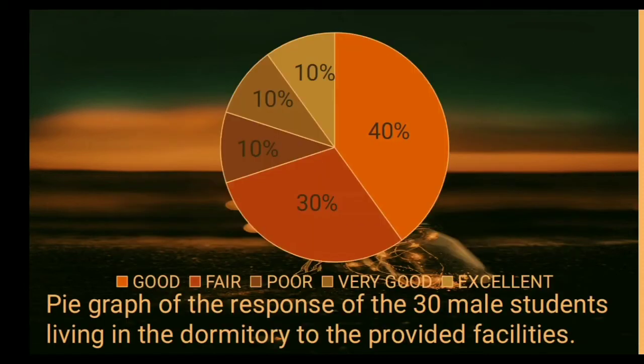Pie graph. 10% of the students responded poor. 40% of the students responded very good. This implies that the provided facilities are very convenient to use.